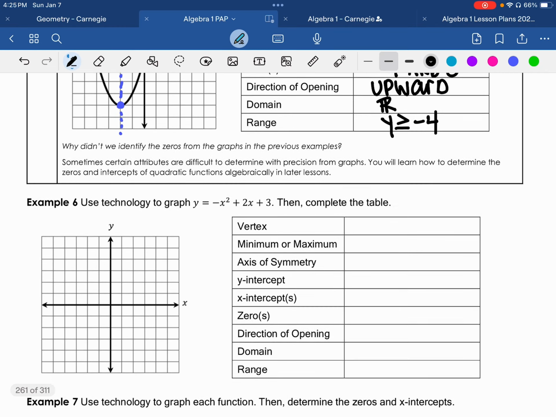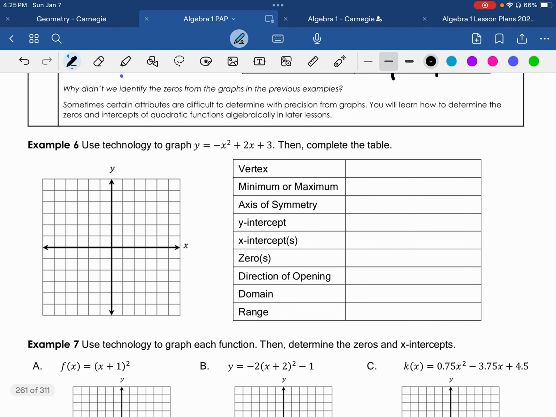All right, let's go ahead and look at example 6. We're going to use our graphing technology to graph this equation right here. In class, I showed you how to use the TI Inspire. I'm going to do the best I can right here without any graphing technology. But I do encourage you, if you were not in class, to have me show you how to use the calculator to graph this so that you can fill out this table.